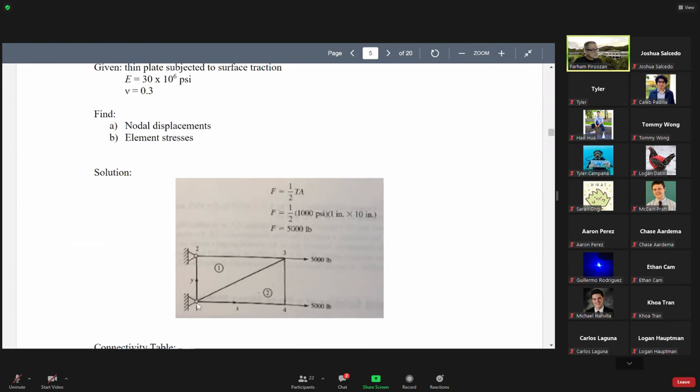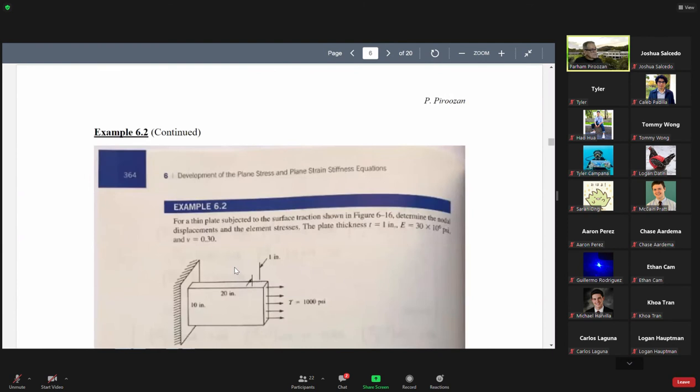But because the displacements at node 1 and node 2 are known, 2 equations from here and 2 equations from here will be removed. So in the end, we end up with 4 equations for the unknowns, which are the displacements in the x and y direction for nodes 3 and 4. To do this, we have to find the element stiffness matrix first.